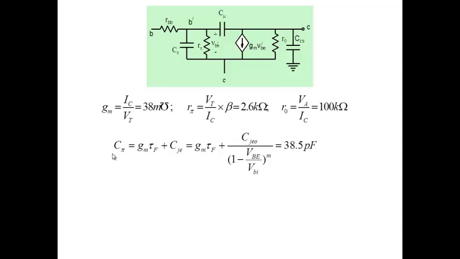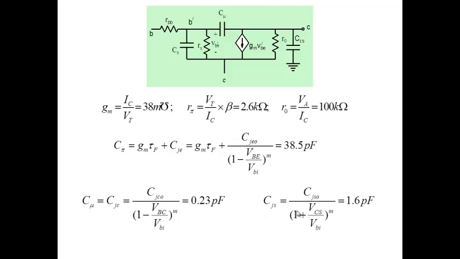Capacitances, C pi, GM tau F plus CJE0, 1 minus VB by VBI to the power M. We put all of this together, we get 38.5 picofarad. C mu, CJC here, we put all of this together, 0.23 picofarad. CJ, the junction substrate capacitance, we put its values, we get 1.6 pF.